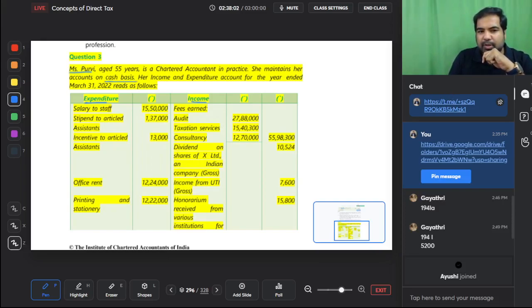Really interesting, because guys, is it allowed to maintain on cash basis? Definitely yes. But because she's maintaining it on cash basis, only whatever is received you will add in income, and only whatever is paid you will take as expenses, nothing else. Her income and expenditure account for the year March 31, 2022 reads as follows.